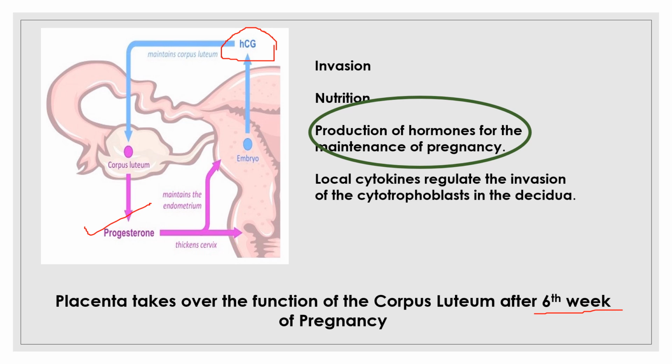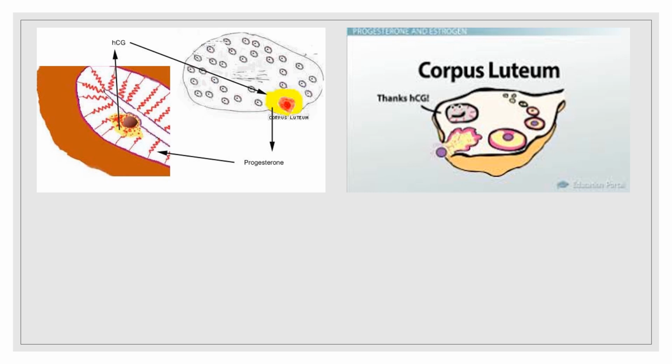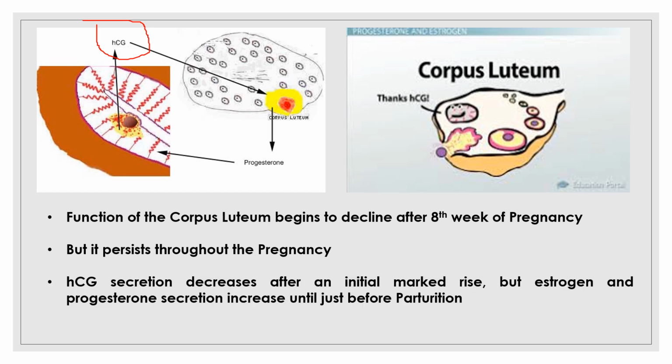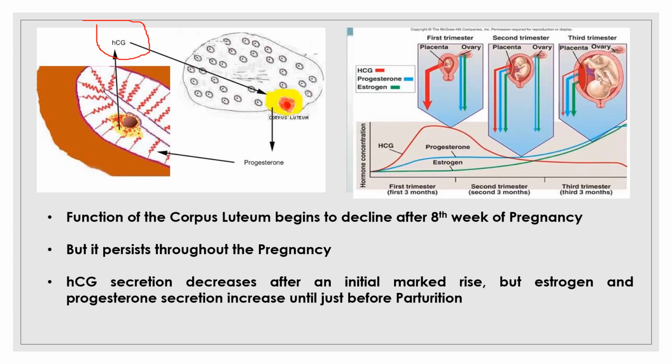What are the hormones that are released from the placenta? The most important hormone we already came to know is HCG, or human chorionic gonadotropin, which is keeping this corpus luteum alive. Now the function of the corpus luteum begins to decline after the 8th week of pregnancy, but it persists throughout the pregnancy, although its function is reducing. HCG secretion decreases after an initial marked rise, but estrogen and progesterone secretion increase until just before parturition. We will see it in the graphical representation.